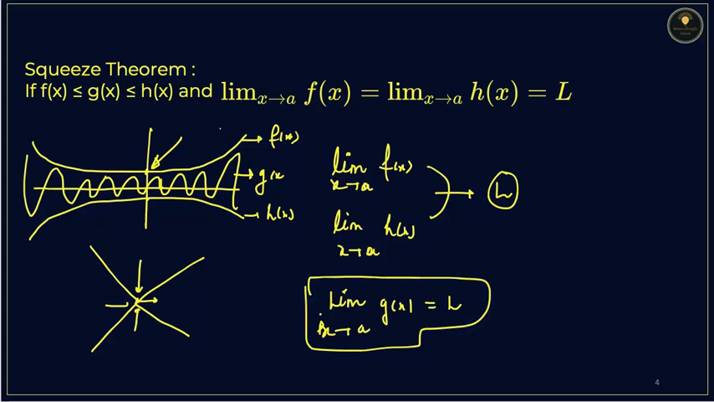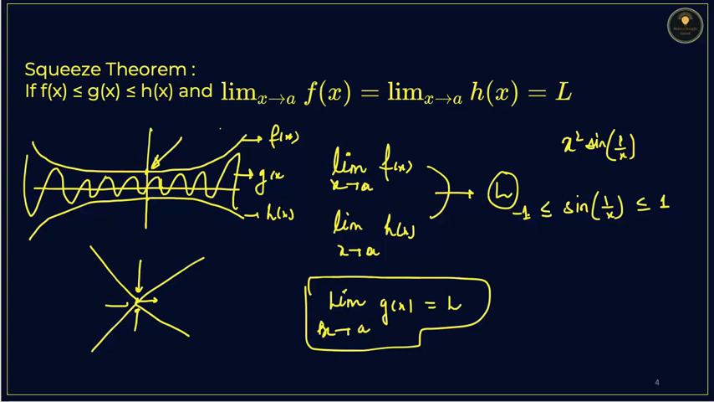Now, what's the application of this? That will be the most important thing. Let me show you, there's a function given as x square sine 1 by x. What we can observe from here is that sine 1 by x is always less than or equal to 1, and always greater than or equal to minus 1.